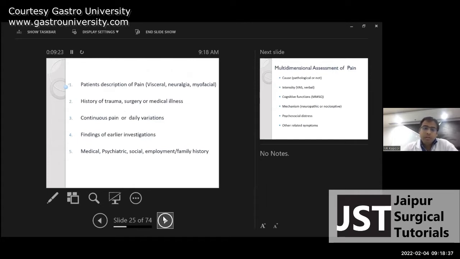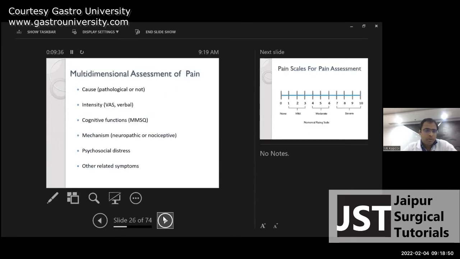Patient description of pain, like visceral pain, neuralgic pain, history of trauma, surgery or medical illness, whether it is a continuous pain or has daily variation, findings of earlier investigations; medical, psychiatric, social, and other histories are also important.